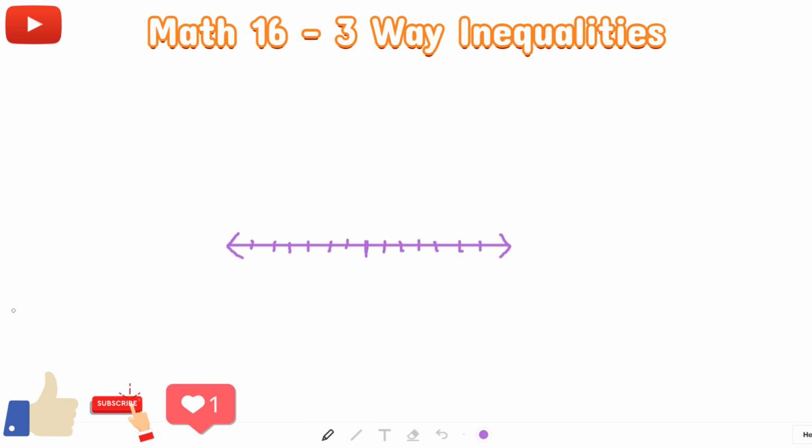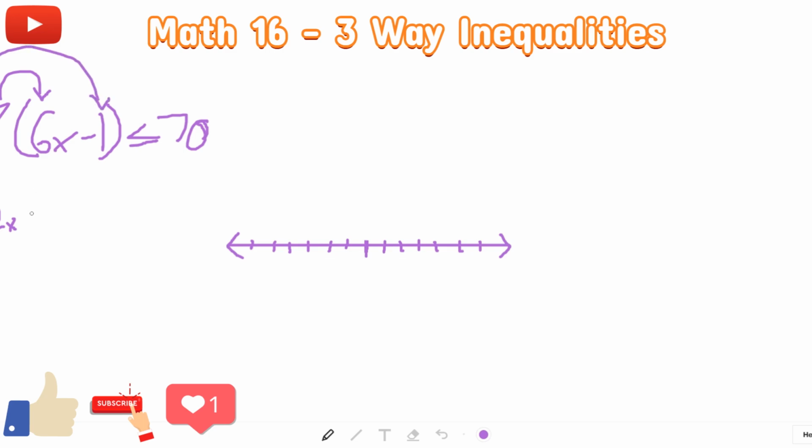For our second example, we have 7 multiplied by 6x minus 1 is less than or equal to 70. Let's first start off with the distributive property. 7 multiplied by 6x is 42x. 7 multiplied by 1 is 7. So we can write this as 42x minus 7 is less than or equal to 70.